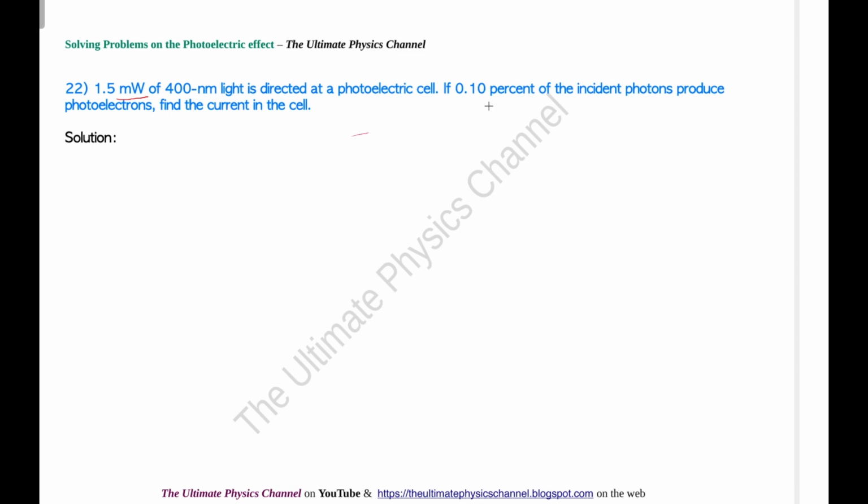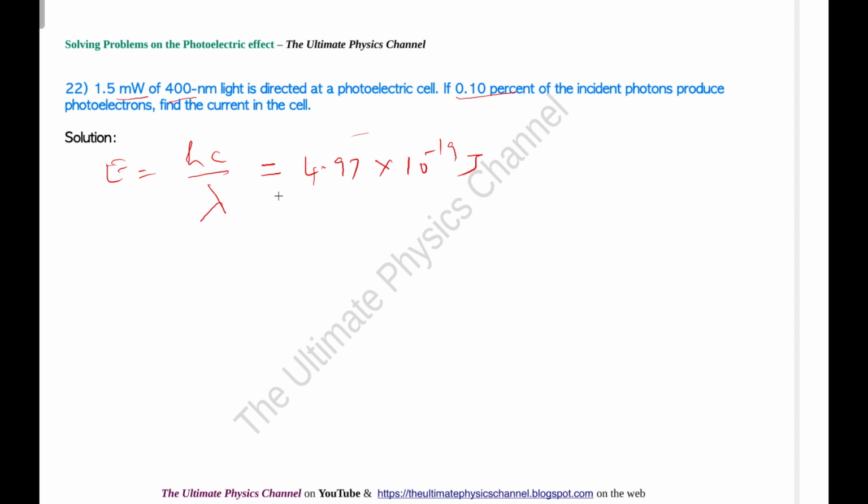Not all the incident photons produce photoelectrons here, only about 0.1%. That's the point. The energy of the photon can be calculated from the wavelength that is given here. So E is equal to hc over lambda. If you substitute the numbers, you would get this energy to be about 4.97 into 10 power minus 19 joules. This is the energy of the photon in joule units.